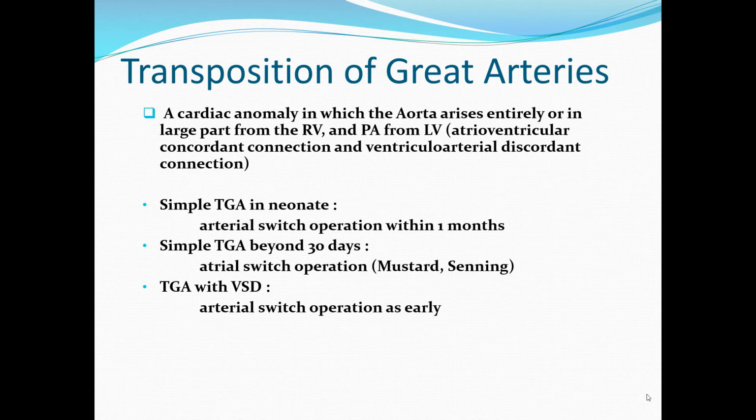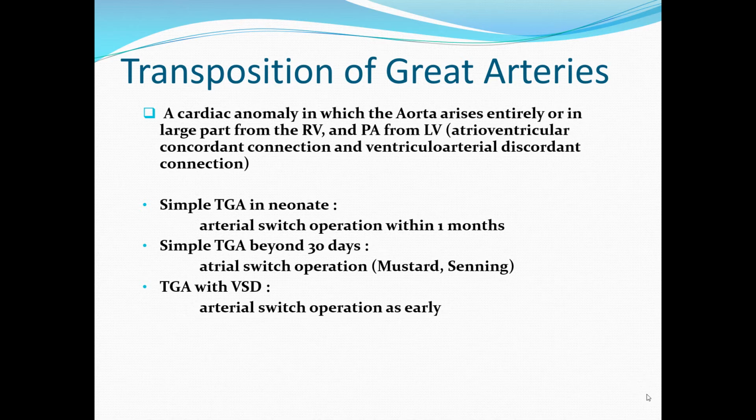Arterial switch. In this arterial switch operation, we transfer the pulmonary artery into the right ventricle, and we transfer the aorta to the left ventricle. This is the arterial switch operation. But if the diagnosis is delayed and the age goes beyond 30 days, we cannot do the arterial switch operation, which is anatomical corrective surgery.